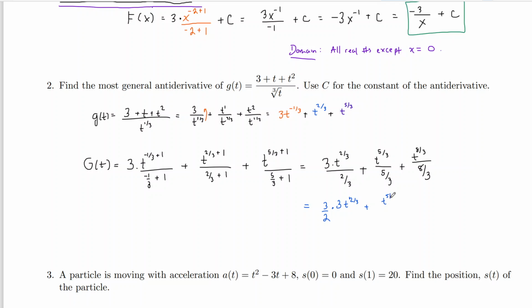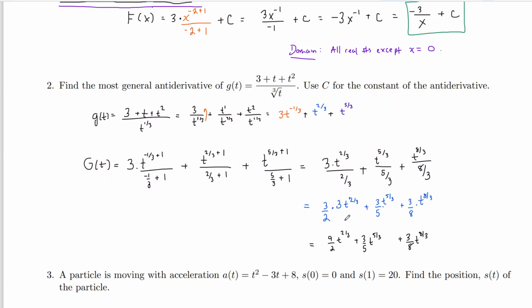And for the t to the 5/3, instead of dividing by 5 over 3, I'm going to multiply by the reciprocal, 3 over 5. And then last one here, t to the 8/3. Instead of dividing by 8/3, it's the same thing as multiplying by 3 over 8. So we just flipped each one of these fractions and changed to multiplication. And there's really only one left to do, which is simplify. The 3 times 3 is 9, so we got 9 over 2 t to the 2/3 plus 3 over 5 t to the 5/3 plus 3 over 8 t to the 8/3.